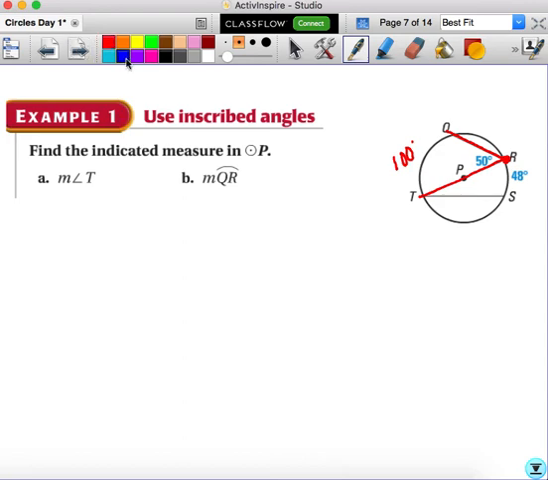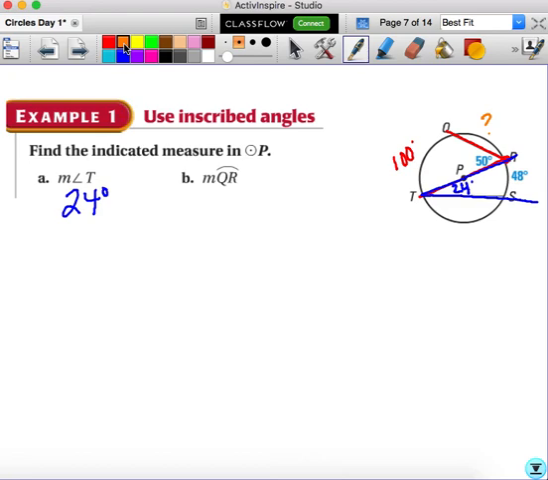And if I look over here, 48 this time is labeling the actual arc measure. So remember, the angle is half the arc. So half of 48 is 24. Looking at what we have here, they want to know the measure of angle T. So that's that 24 degrees that we just found. And the measure of arc QR, we haven't found yet. So if I look, QR is here. That's what I'm looking for.